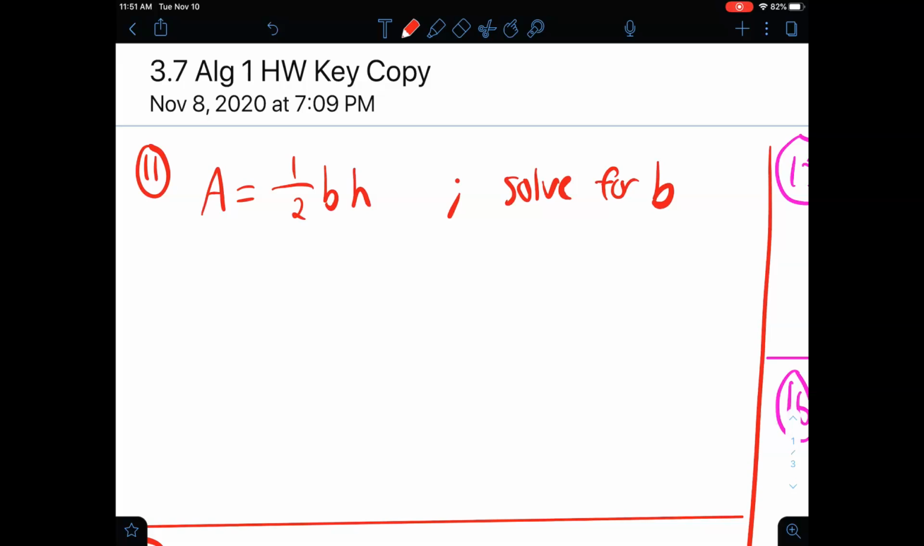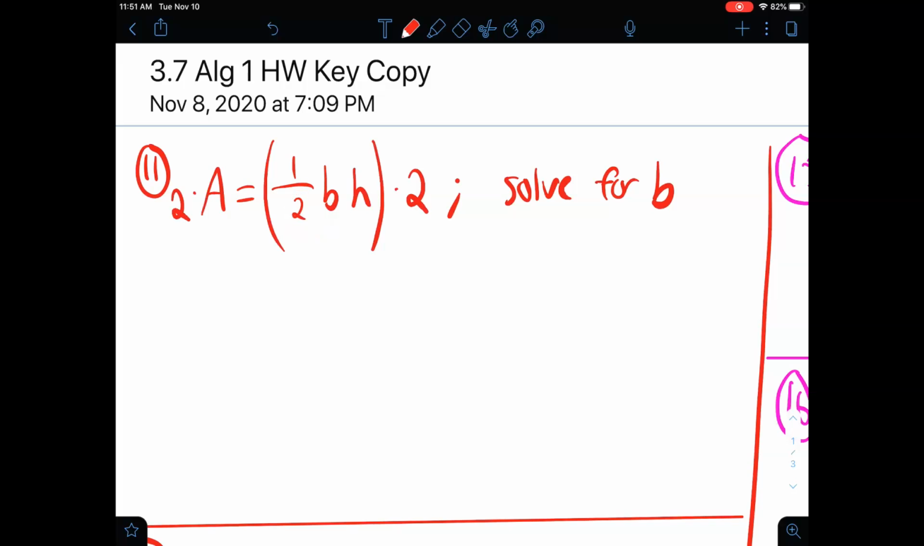I don't like the 1/2. I like to get rid of the numbers first, especially fractions. So how can I get rid of multiplying by 1/2? Well, we can multiply both sides by 2 or multiply both sides by the reciprocal, which is 2 over 1. In either case, it's going to be just 2. So I'm going to multiply both sides by 2. It's called fraction busting, multiplying by the denominator, which is 2.